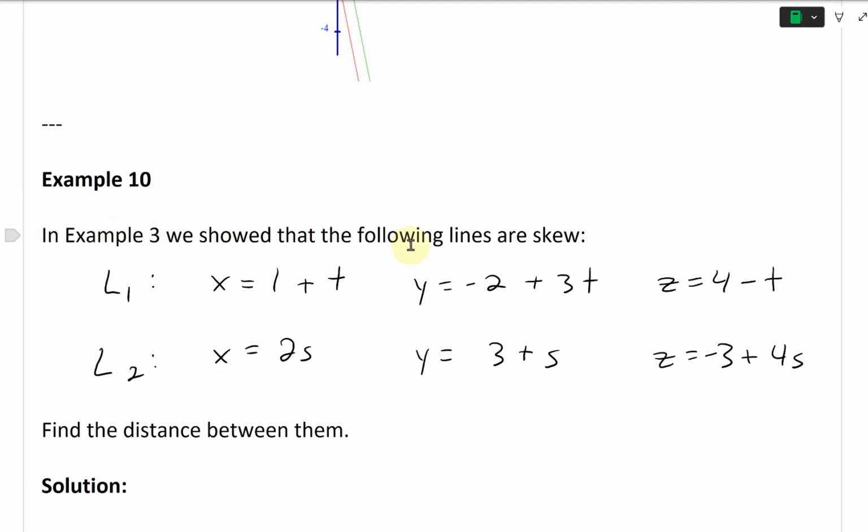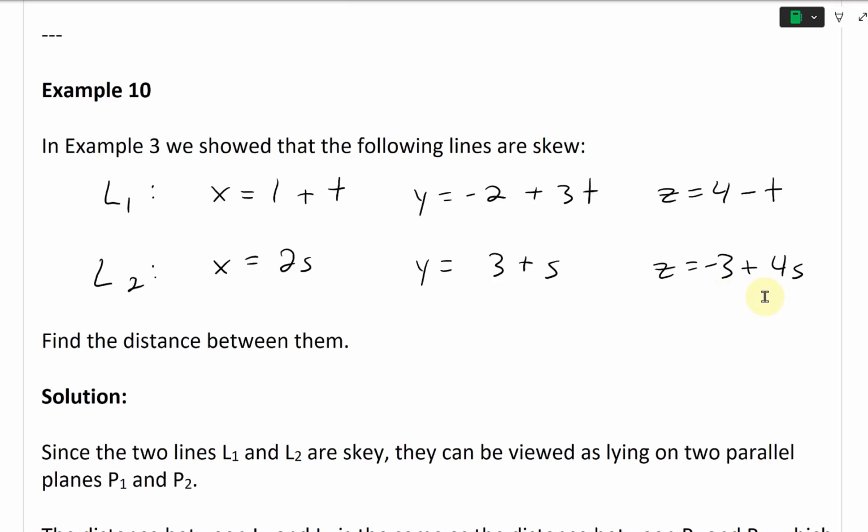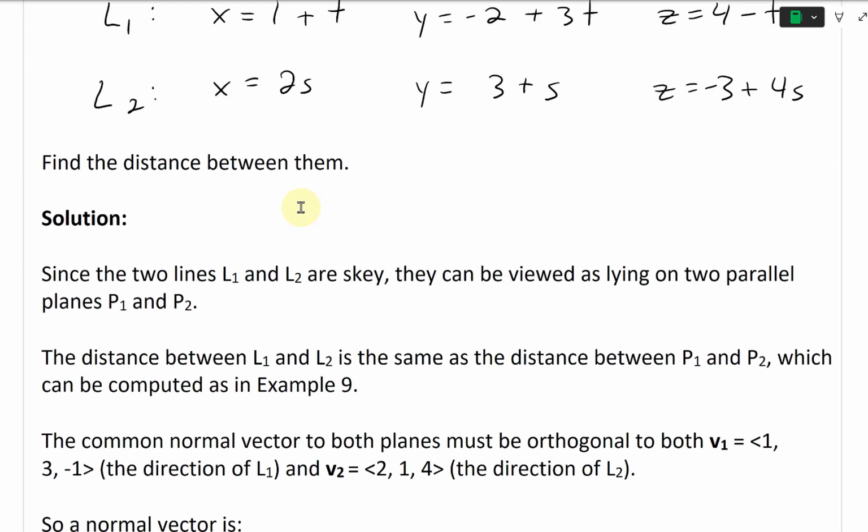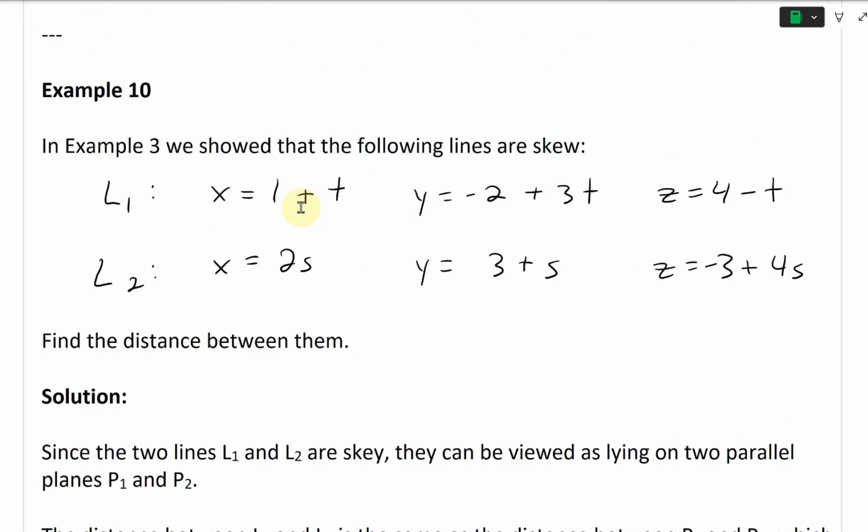So in example 3, we showed that the following lines are skew. In other words, they don't intersect, and they're not parallel. So we have right here, line 1 is x equals 1 plus t, y equals negative 2 plus 3t, and z equals 4 minus t. And line 2 is x equals 2s, y equals 3 plus s, and z equals negative 3 plus 4s. So this is line 2, and there's line 1. So now we're asked to find the distance between them.